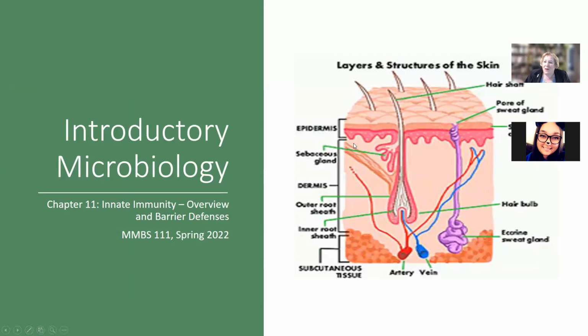All righty, so this week we're going to be covering chapter 11, innate immunity. Specifically, we're going to do an overview of immunity in general, and then we're going to talk about barrier defenses. Then next time we meet, we will continue our discussion of innate immunity by talking about the second line of defense.